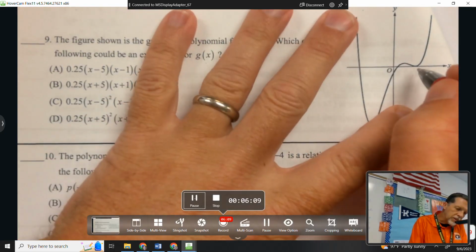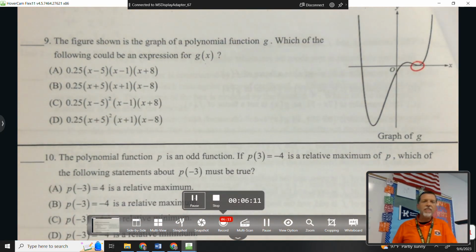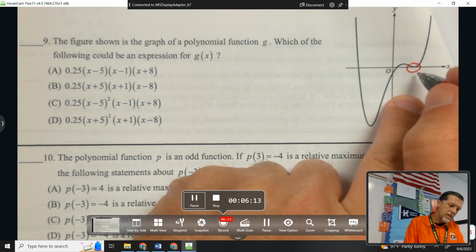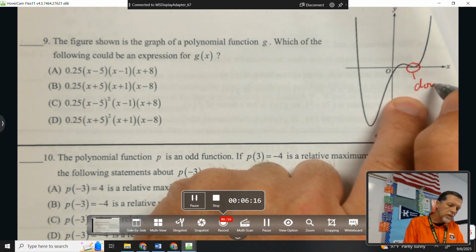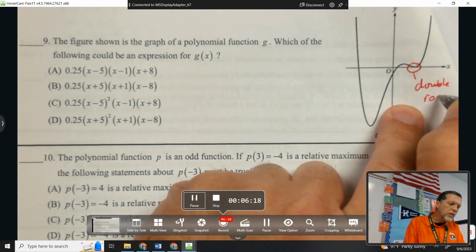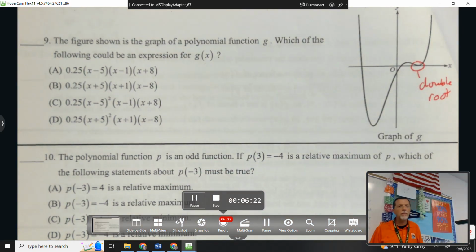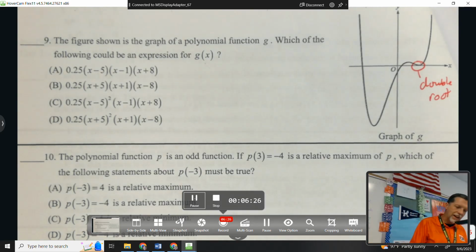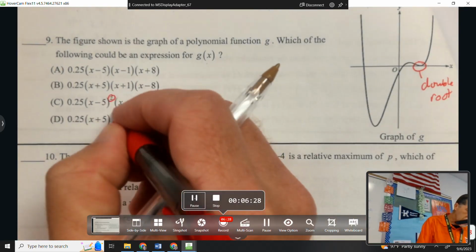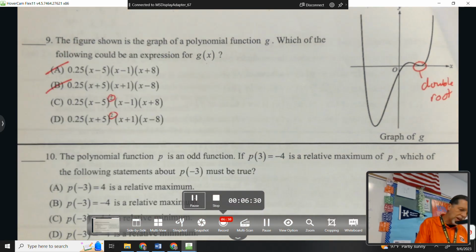First thing I notice is what's going on right there. That's a double root. It could be any even power. That's fair. It could be a fourth or a sixth or an eighth. Of course, I look at my answer choices and I don't see anything like that. I do see a couple of doubles. So already I'm looking at C and D.